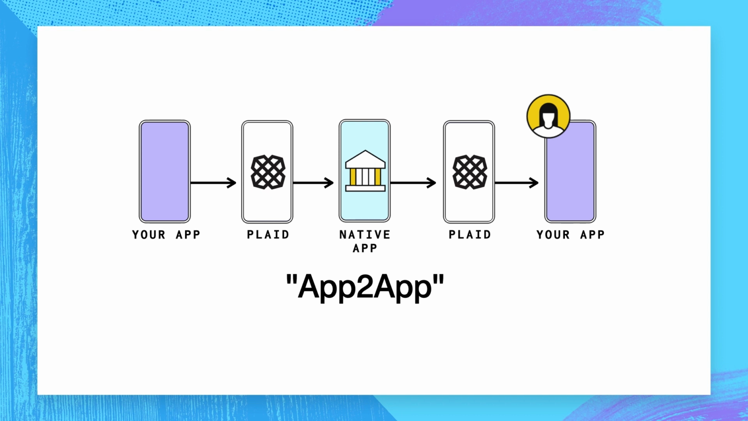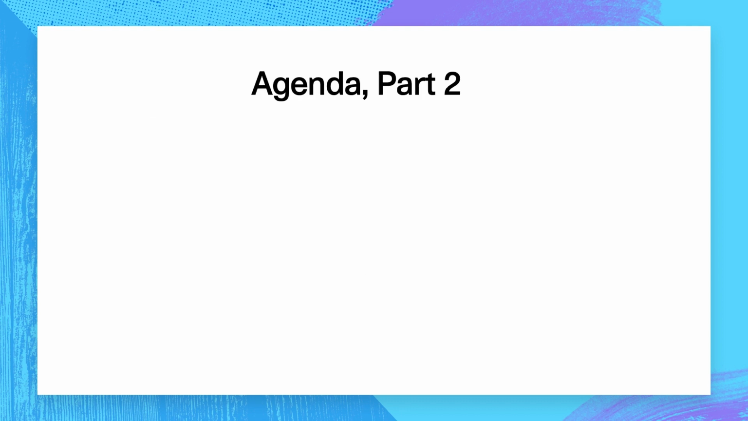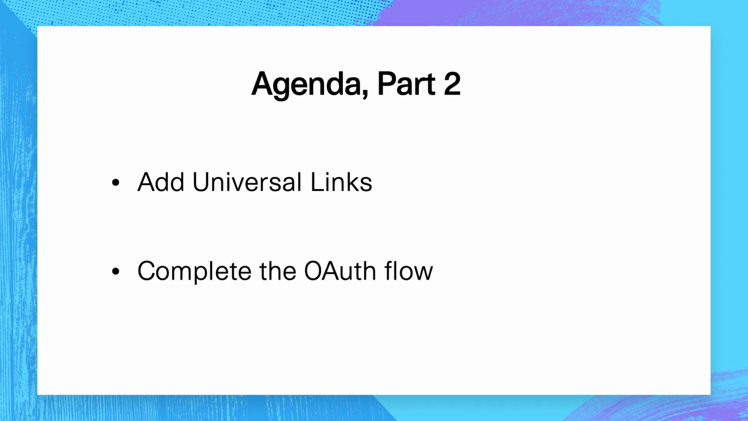But to get it working, we're going to need to support this step here, where Plaid sends users back to your native app, and that means supporting universal links. So here's what we're going to do. First, we're going to get universal links working properly with your application if they're not supported yet. Once we've done that, then we can get the OAuth flow working.